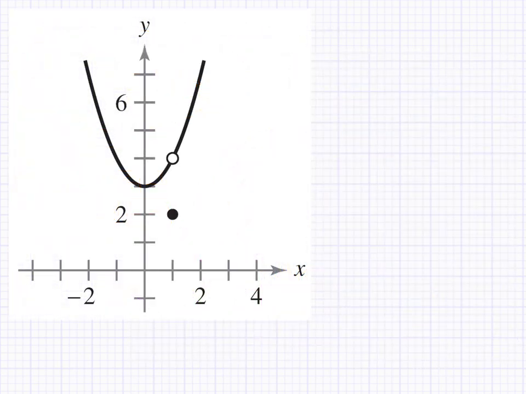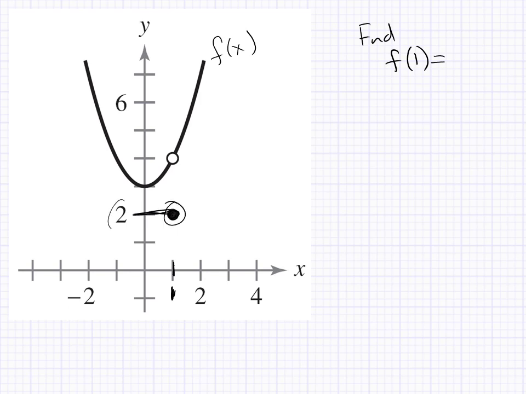So here's an example of some function. Let's just call this the graph of some function f of x. And so I can ask you a couple questions. One thing I can ask is, find f of 1. So this is an x value of 1 right here. What is f of 1? Well, f of 1 is when I plug 1 into the function, what value do I get? Well, this 1 corresponds to this point right here. That point has a y value of 2. So f of 1 is 2.